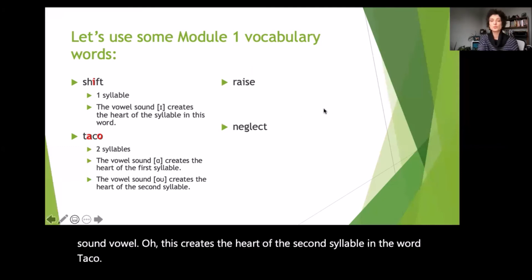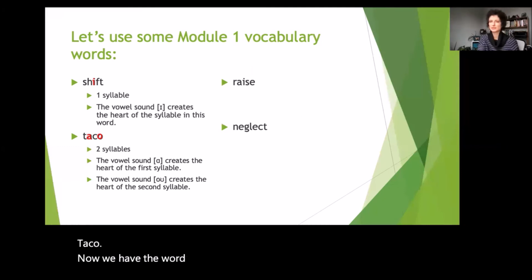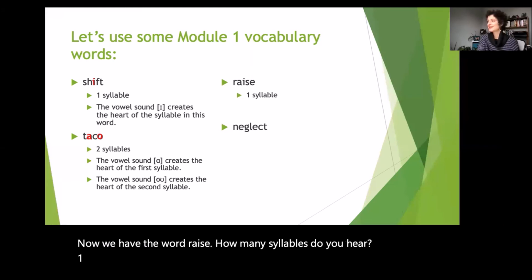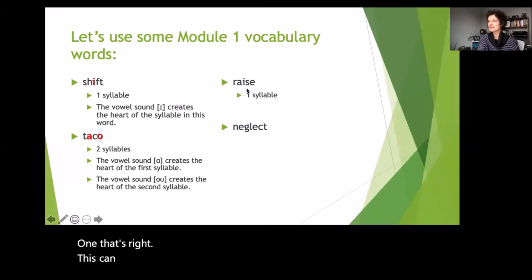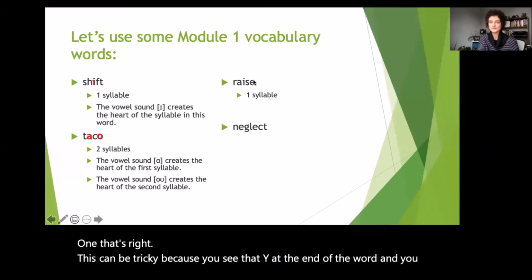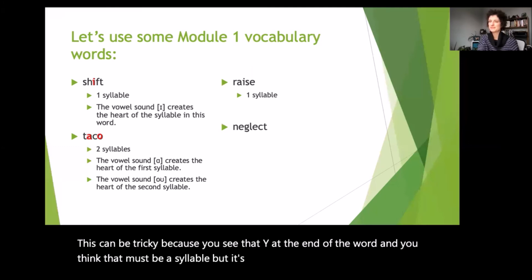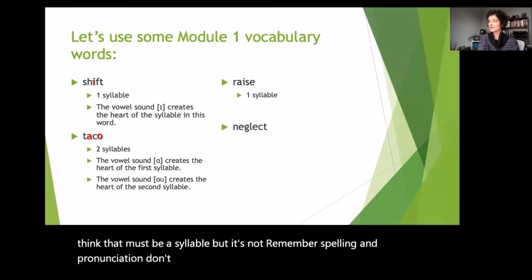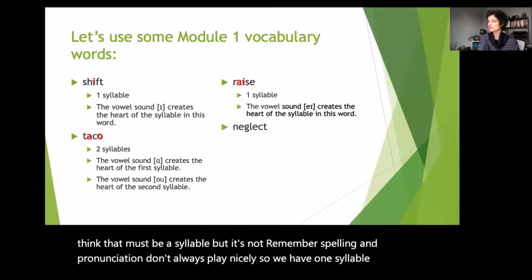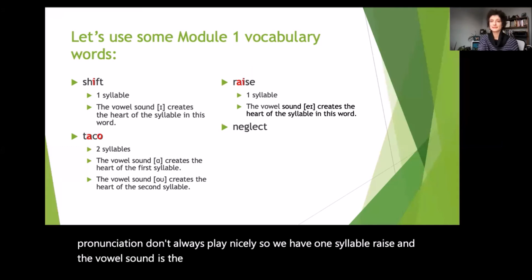Now we have the word raise. How many syllables do you hear? One. That's right. This can be tricky because you see that E at the end of the word and you think, oh, that must be a syllable, but it's not. Remember, spelling and pronunciation don't always play nicely. So we have one syllable, raise, and the vowel sound is the sound A, and that creates the heart of the syllable in this one syllable word.